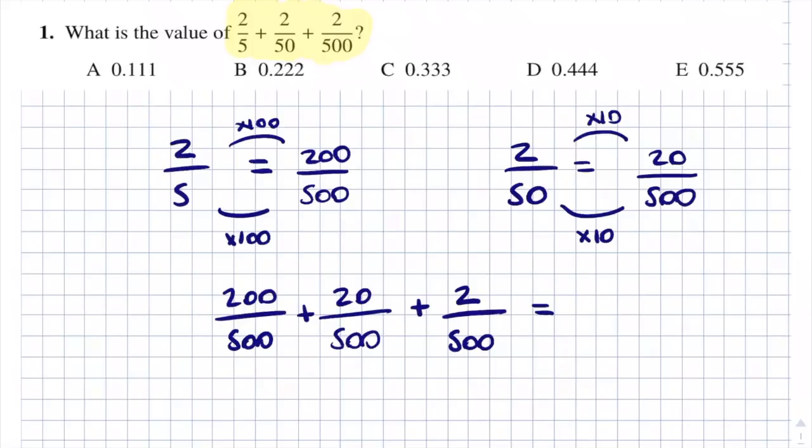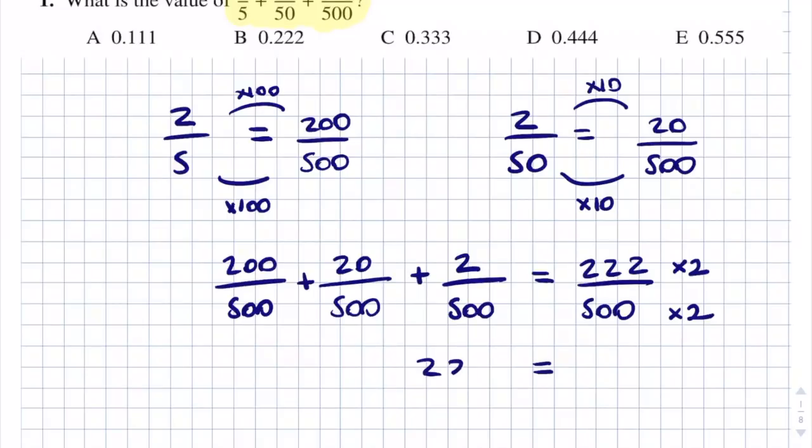I can just add the numerators. So I get 200 plus 20 plus 2. So it's 222 over 500. Now we want our answer as a decimal. So what I can do is convert this fraction into a decimal by making the denominator 1,000. To do that, I need to multiply my denominator by 2, and I need to multiply my numerator by 2. So in that case, 222 over 500 is the same as saying 444 over 1,000.